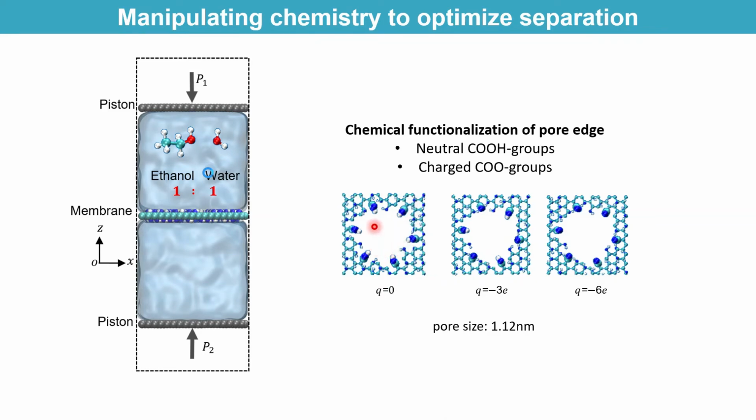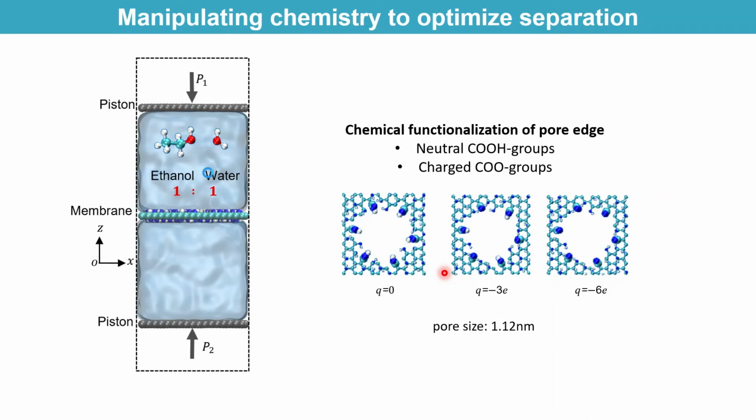In this case, each of the carboxyl groups is neutral, so we end up with Q equals 0. Now in the second case, we deprotonate one half of the COOH groups, and hence we end up with an electrical charge of -3 electrons. And finally, we can also fully deprotonate all the carboxyl groups, and hence we end up with -6 electrons. In all these cases, the nominal diameter of the pore is 1.12 nanometers. We select this rather large size because, remember, the smaller you want to make it, the more difficult it is, and also the smaller it is, the higher the resistance is, and the more energy you have to pay.